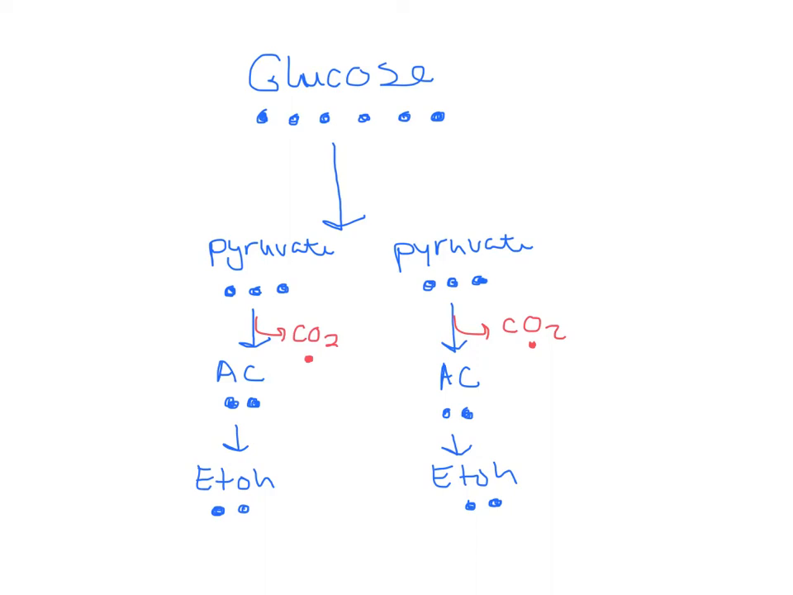So again, the question is, during fermentation, an organism ferments glucose to produce ethanol. How many molecules of CO2 are released per glucose oxidized? And the answer, based on this pathway drawn out, is 2. 2 CO2s are released per glucose oxidized.